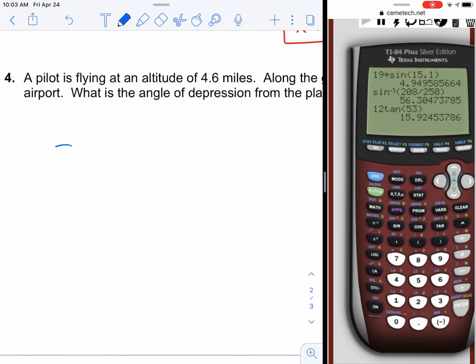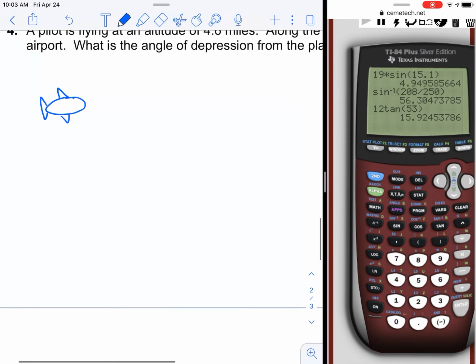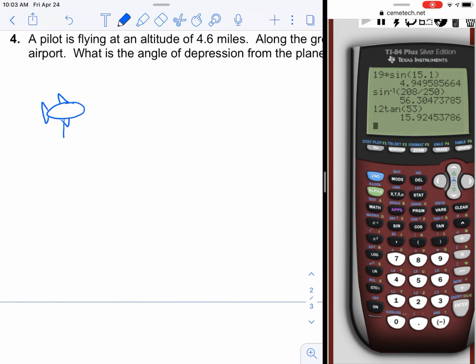So let's first of all get our plane. I'm really bad at planes. I understand my planes look like bugs or fish or whatever, but this is going to do, okay? We have an altitude. So this is a height. I don't even want to hear your comments right now about this.